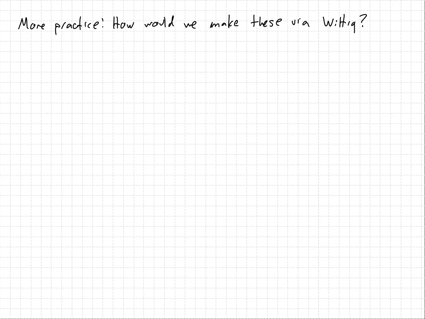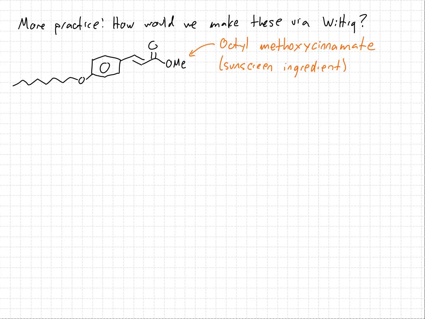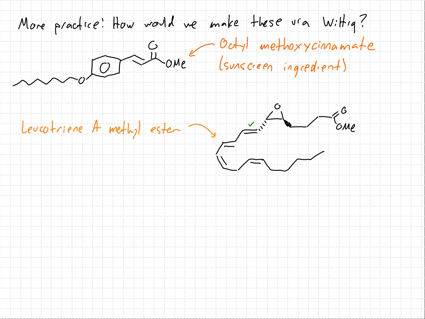So let's do a little more practice here. What I'd like you to do now is show me how to make a particular product via the Wittig reaction. So the first compound I'm going to ask you to make is this one. This is octyl methoxycinnamate. It is an ingredient in sunscreen commonly made by Wittig reactions. The second one is this compound here. This is called leukotriene A methyl ester. So this is a bioactive compound.